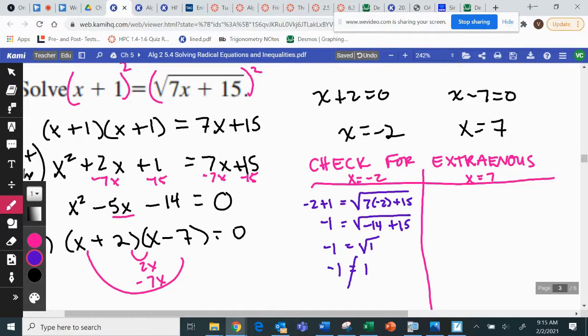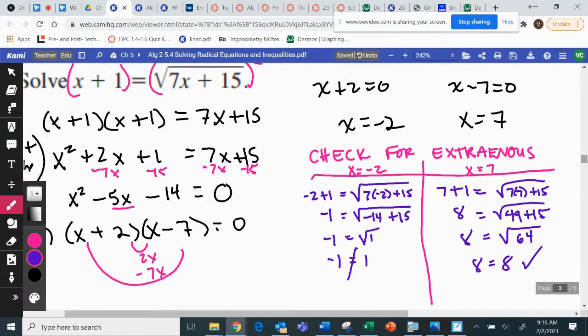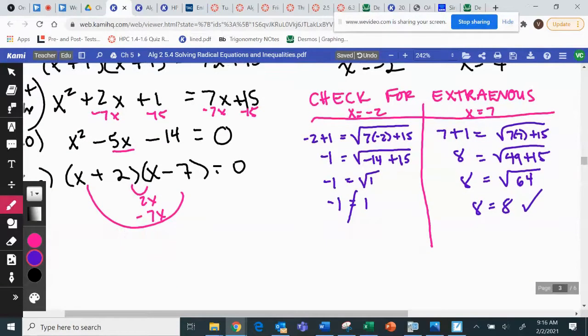How about 7? 7 plus 1 equals square root 7 times 7 plus 15. So 8 equals square root 49 plus 15. So 8 equals square root 64. 8 equals 8. That one does check. So because I have one that does not check, that's going to be extraneous.